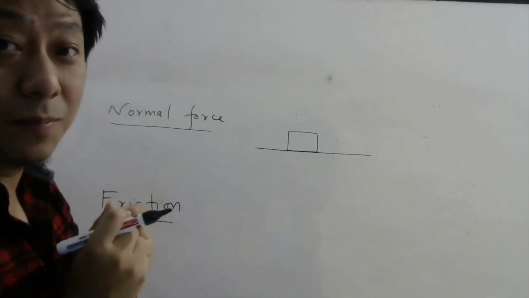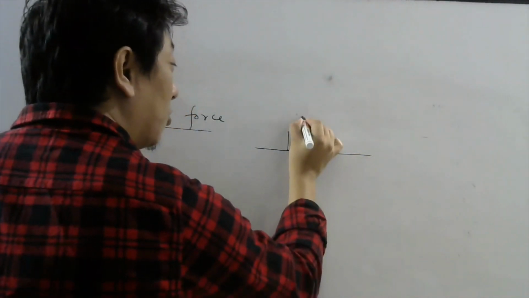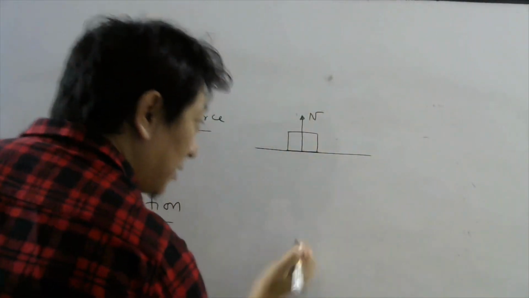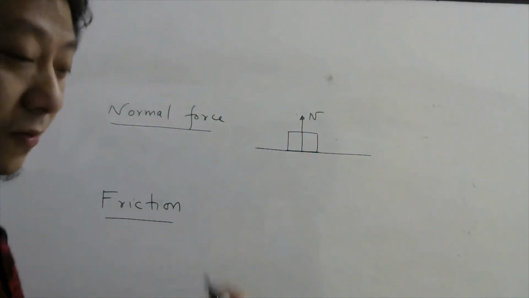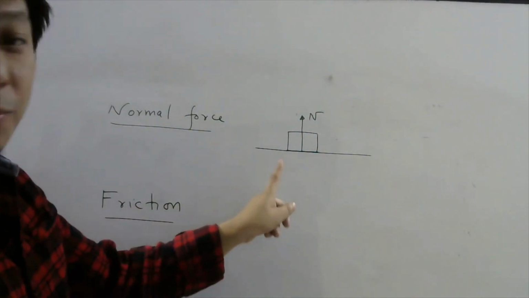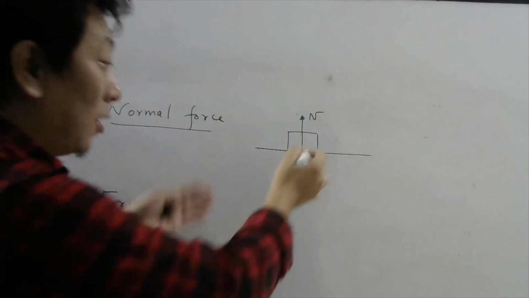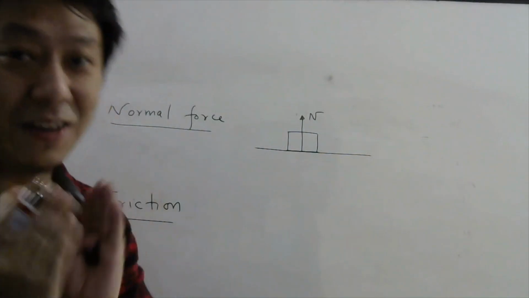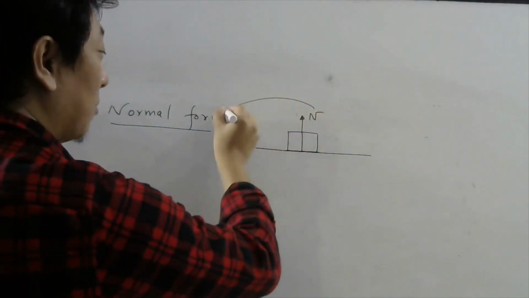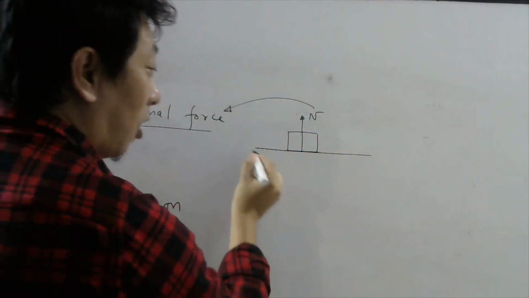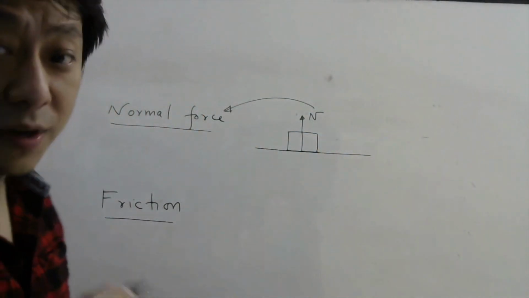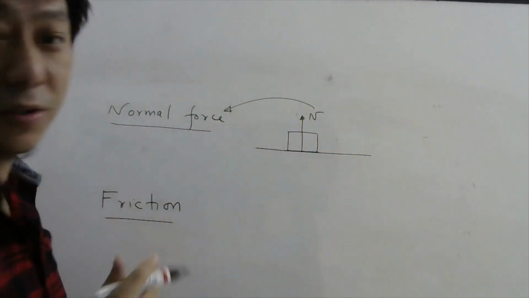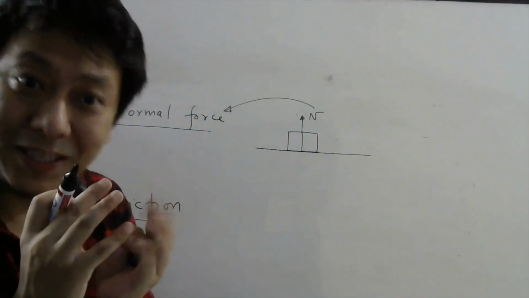Now how is the table supporting the block? By exerting a force on the block upward. That is the only way the gravitational force can be balanced. So if the gravitational force is down, the normal force has to be up. Then only the total force on the block will be zero. Then only the block can be at rest. So this is what we call the normal force, the normal force on the block by the table. I hope you realize the more you press, the more will be the normal force. So it is basically what I say is pressing force.